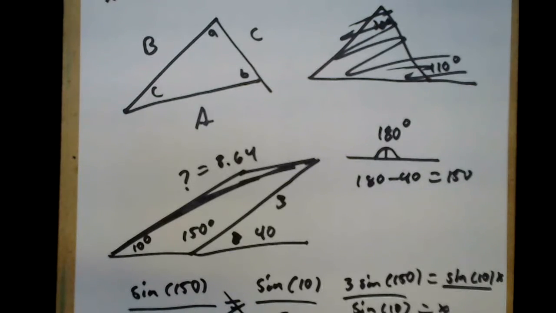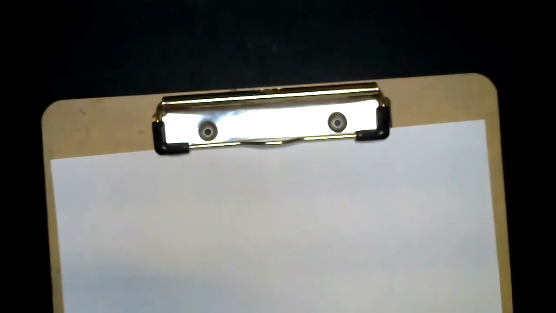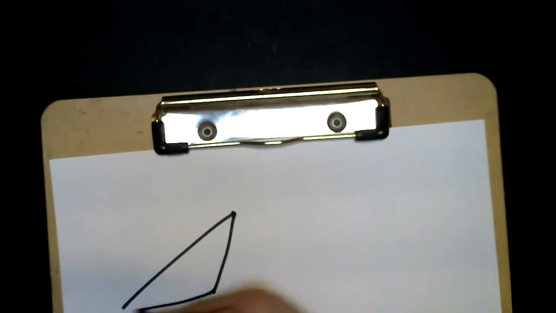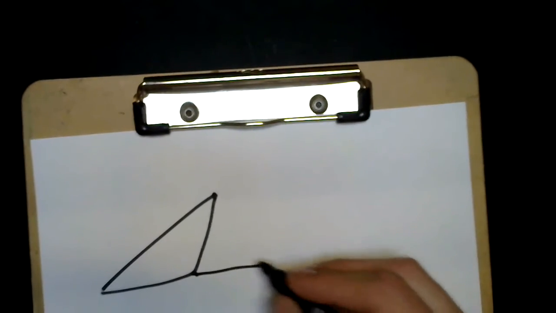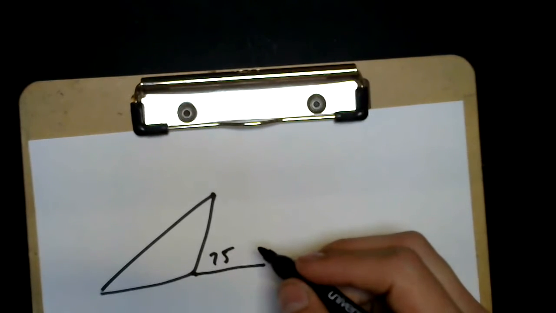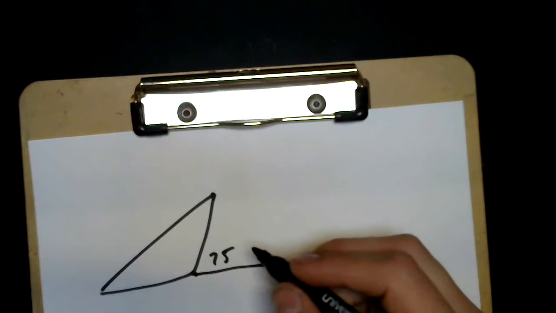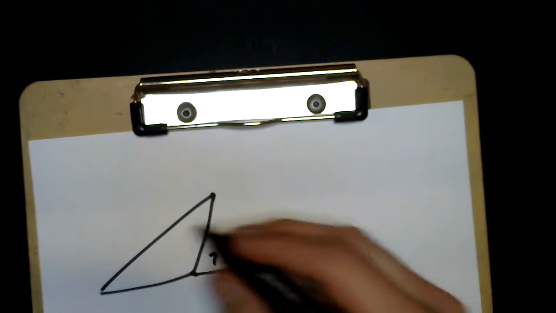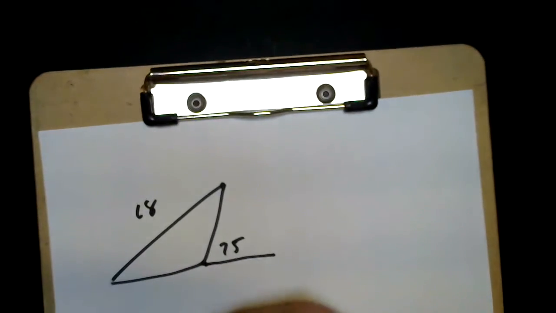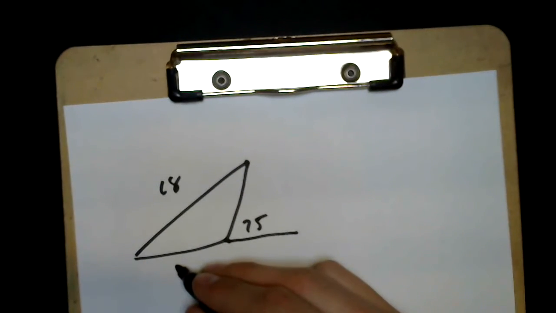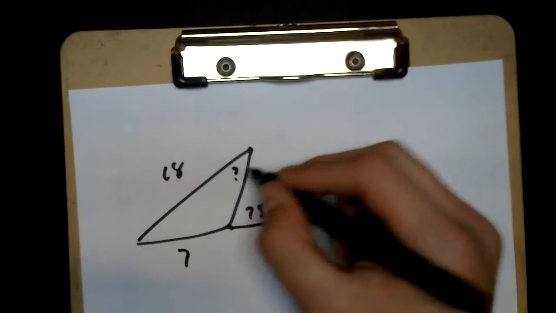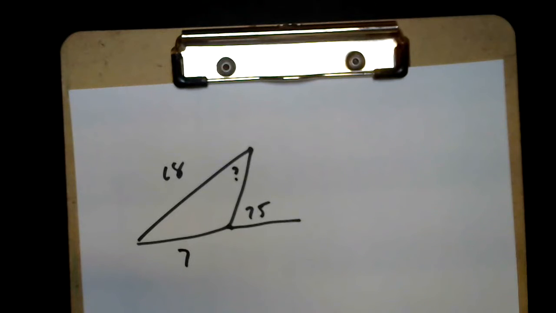They can also go the other way around and ask you, given the triangle and given the lengths, and say this is 75, and this being, we'll say 18, this being 7, what's this angle?